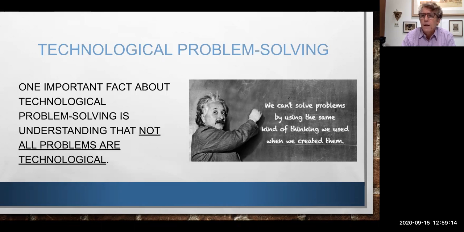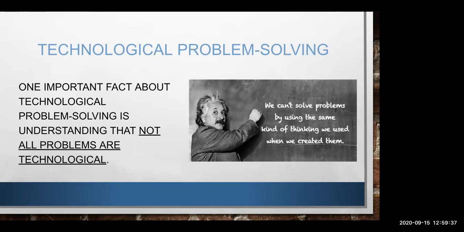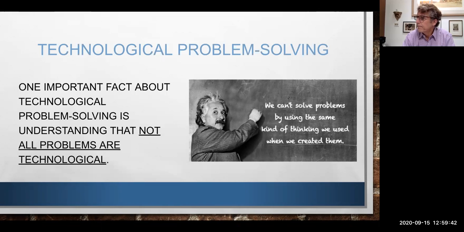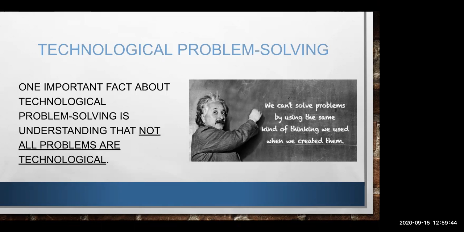Why is Einstein writing that? And let me hear a couple of your interpretations of what that means. We can't solve problems by using the same kind of thinking we used when we created them. What's he asking you to do to be a good problem solver? Think outside the box. Change your way of thinking. What was that, Dina? I said think outside the box.